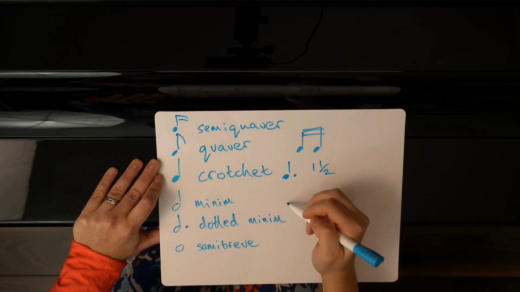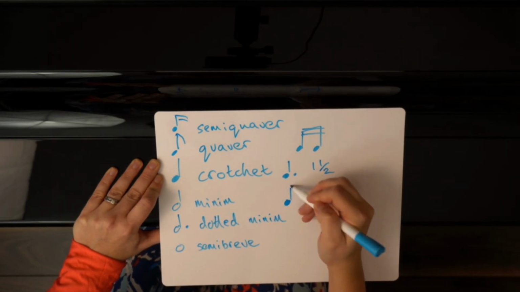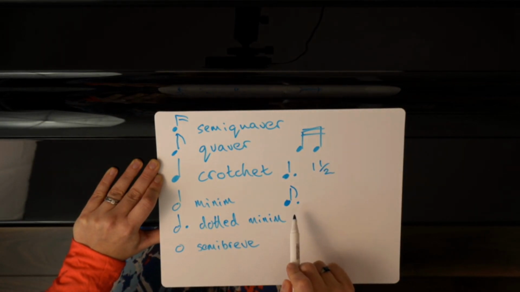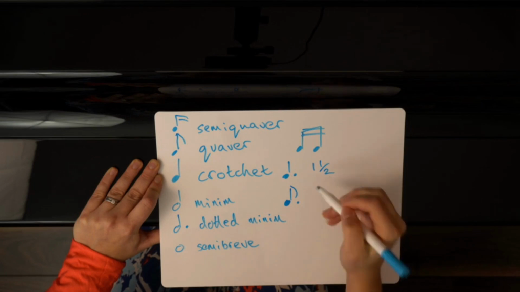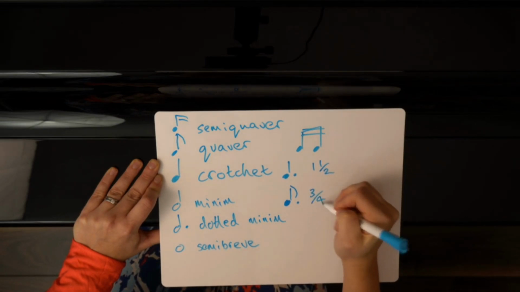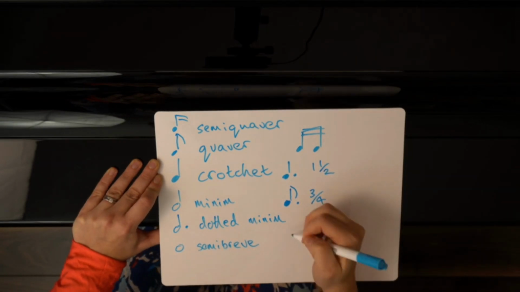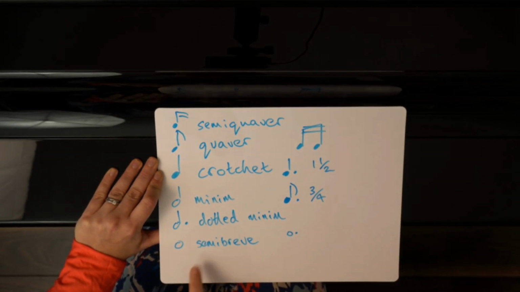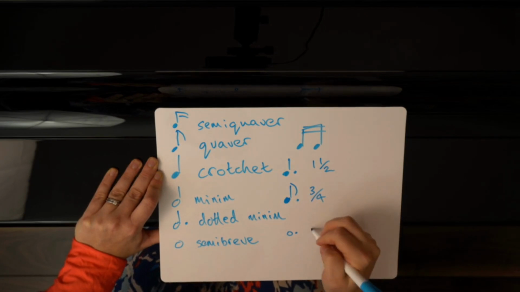If we added a dot to a quaver, a quaver is a half. Half of a half is a quarter, so this is 3 quarters. If we added a dot to a semibreve, a semibreve is 4. Half of 4 is 2, so this is 6.